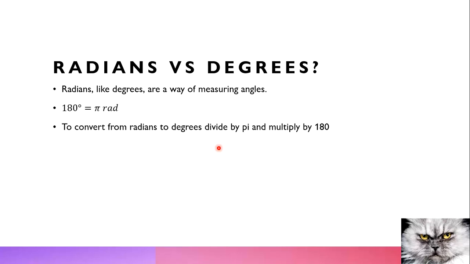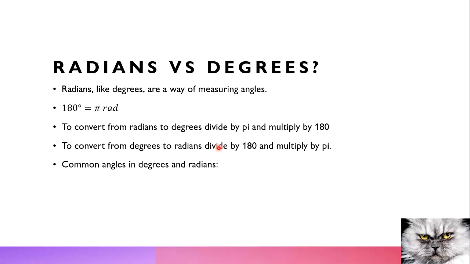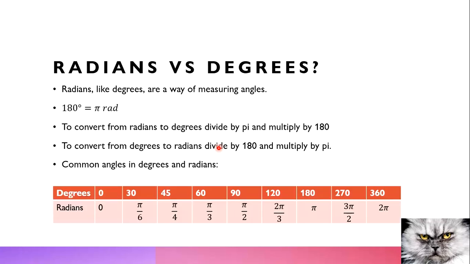To convert from radians to degrees, you divide by pi and multiply by 180. To convert from degrees to radians, you divide by 180 and multiply by pi. Common angles in degrees and radians. So these are useful to learn. However, you have a calculator in all your A-level exams, so it's not the end of the world if you just have to type it in on your calculator quickly.